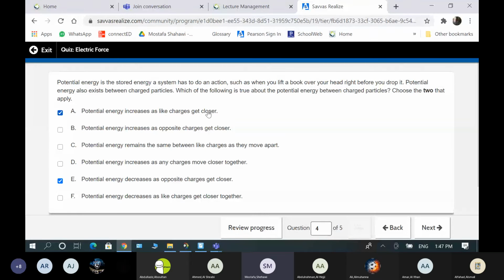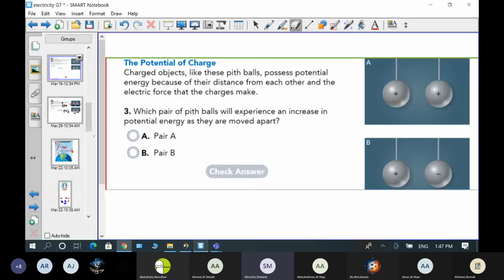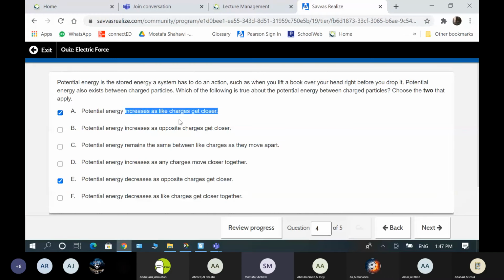Because like charges get closer. Let me show you. Like charges get closer. This one, like charges. And when they get closer, you need to put more energy into the system because they are repelling each other. If you need to put more energy into the system, potential energy would what? Would increase. And that's what's written here in A. Potential energy increases as like charges get closer. You will need to put more energy into the system.